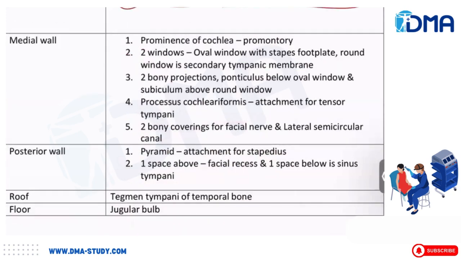So we are having three semicircular canals. One is posterior semicircular canal, superior semicircular canal, and then lateral semicircular canal. Okay. So out of these three semicircular canals, one semicircular canal is having a boundary with the medial wall of the middle ear.